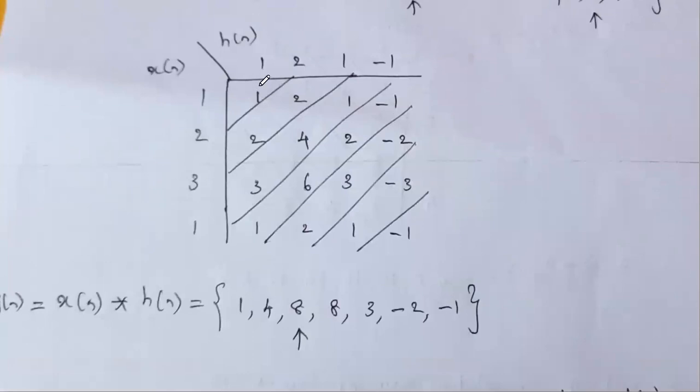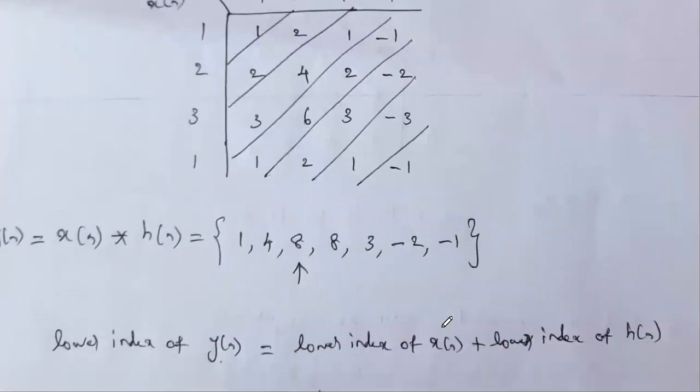We will get, what is the first answer? 1. Second, 2 plus 2, 4. Then 4, 3, 1, 8. 8, 3, minus 2, minus 1. Okay, so after calculating this, we have to put an arrow under which sequence.